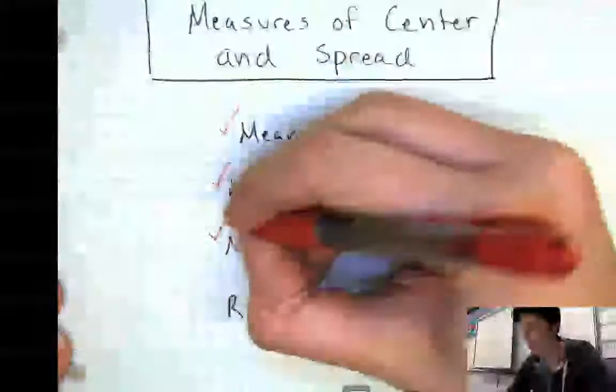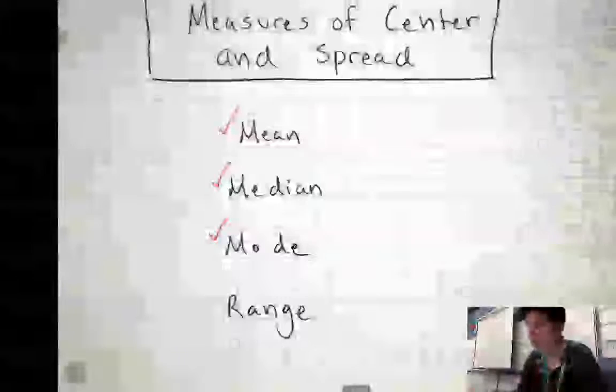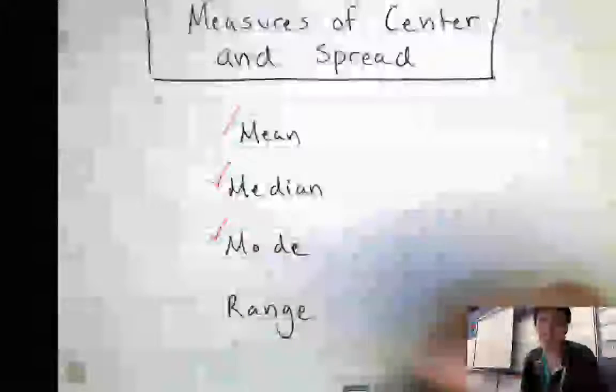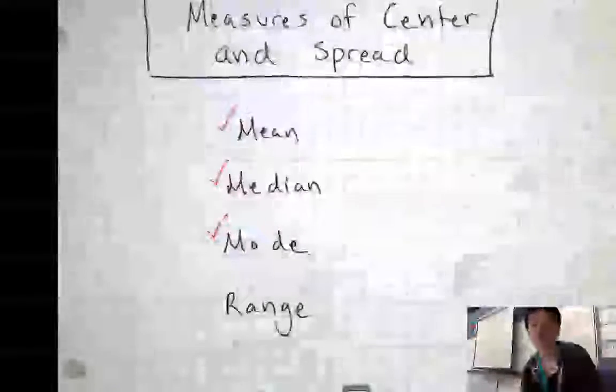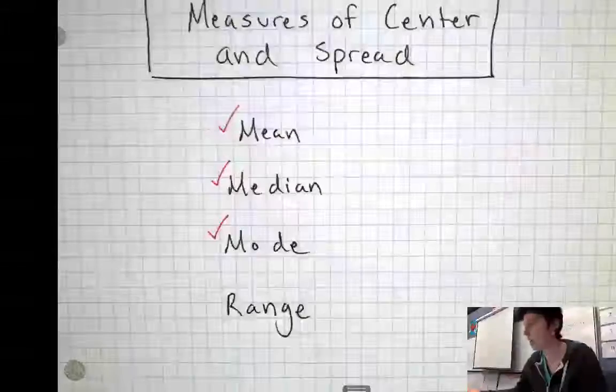These first three, mean, median, and mode, are ways of measuring the center of the data, the middle. Range is a way of measuring the spread. So we're going to do a quick video here on what these four things mean and how you calculate them. Just some fast stuff.